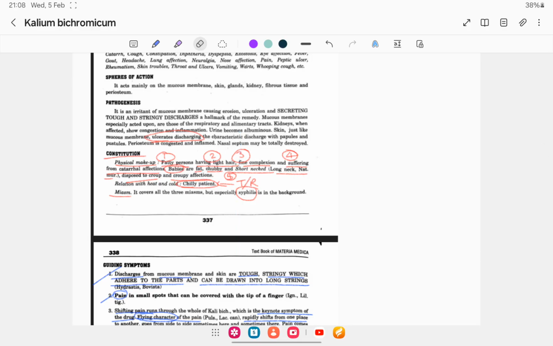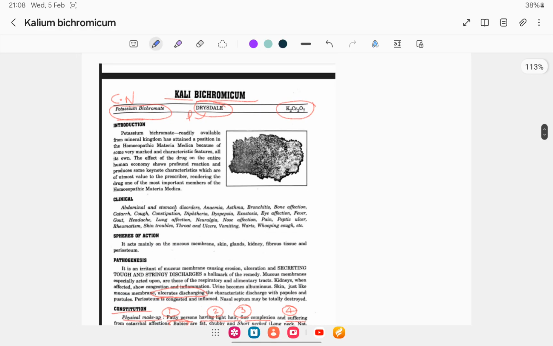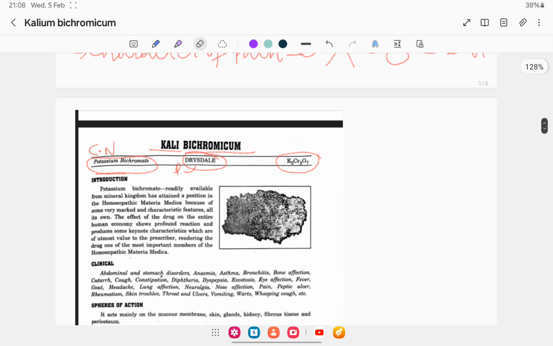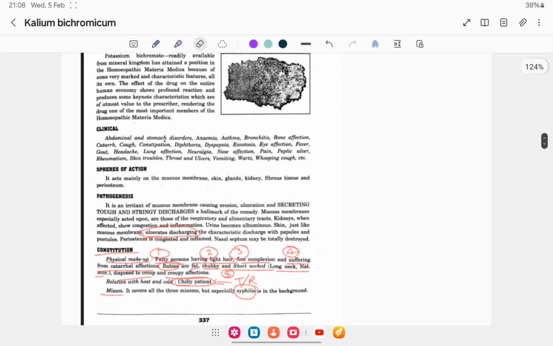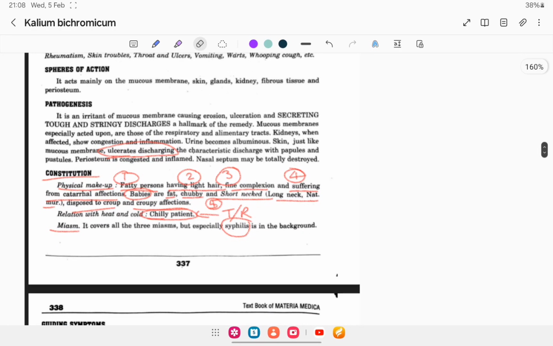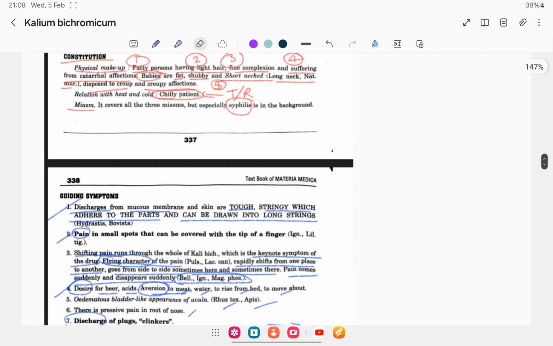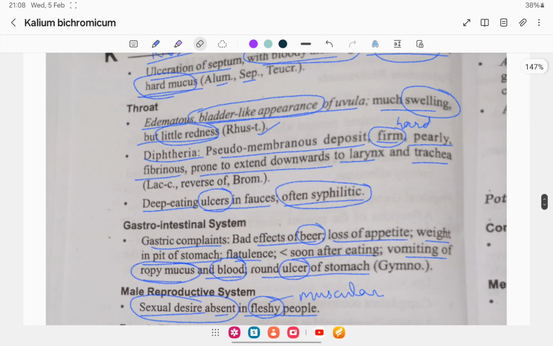Kali bichromicum, prover Drysdale, common name potassium bichromate, K2Cr2O7. Constitution: fatty persons with light hair, fine complexion, suffering from catarrhal affection. About babies: fat, chubby, short neck, long neck, disposed to croup and croupy affection. Syphilitic miasm. Now come to mental symptoms: irritable, despondent, sad.